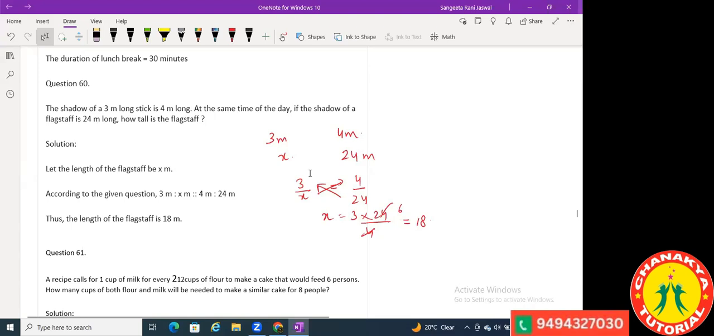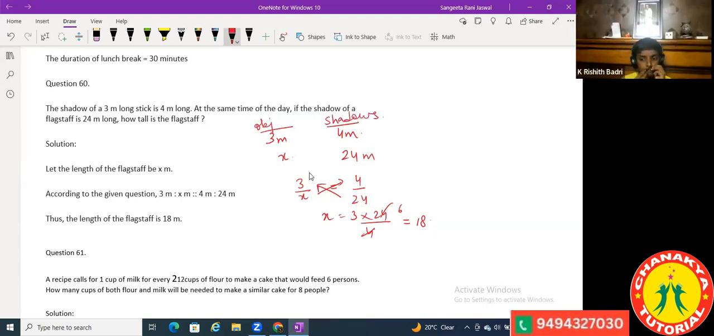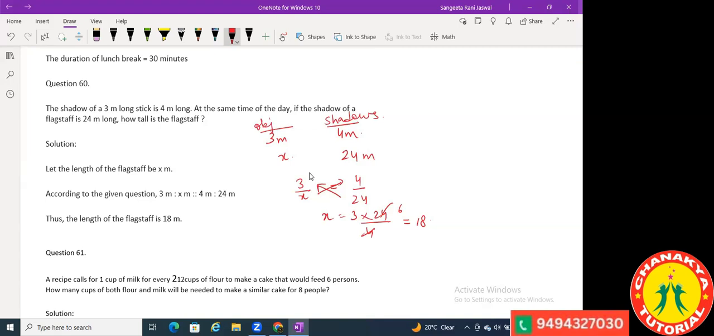on one side I have taken the ratio of objects, and on the other side I have taken the ratio of their shadows. Then I cross multiplied it. Why did I do that? Because I know that the product of means is equal to the product of extremes. If I have two ratios, 3:x and 4:24, the product of means is equal to the product of extremes. Okay?